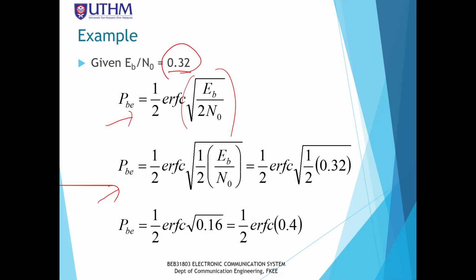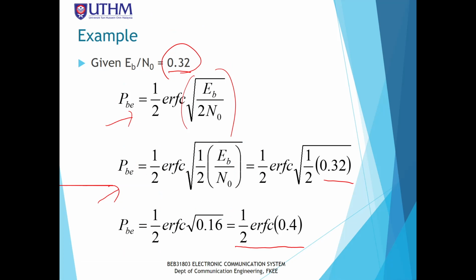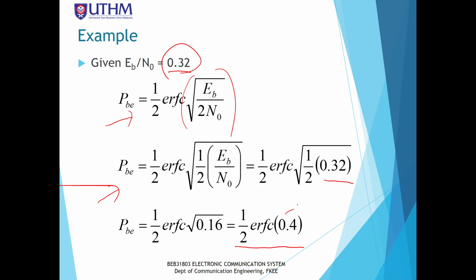So here the probability of bit error is equal to 1/2 erfc of square root of 1/2 Eb over N0. Insert 0.32: 1/2 erfc square root of 1/2 times 0.32. The square root of 0.16 gives 0.4, so 1/2 erfc 0.4. Looking at the complementary error function table, 0.4 is here, at 0.40, so it becomes 0.57161.